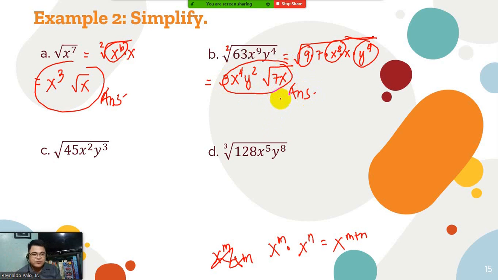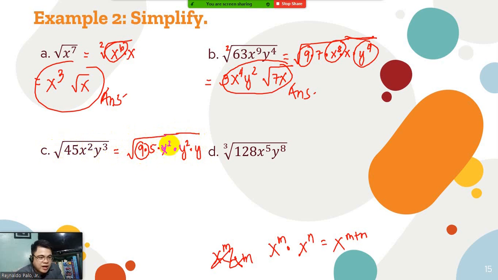Next, letter C, we have square root of 45x squared y cubed. So this is the thing that we're going to do here. Same as B, we will be factoring first the whole number. The factors of 45 are what? Wherein one of the factors is a perfect square. So the factors of 45 are 9 and 5. Then the exponent of x, which is 2, is divisible by the index 2. So we don't have any problem with that. We can just copy. Then y cubed, the 3 is not divisible by 2. So therefore, get the nearest number to 3, which is divisible by 2, which is y squared times y.